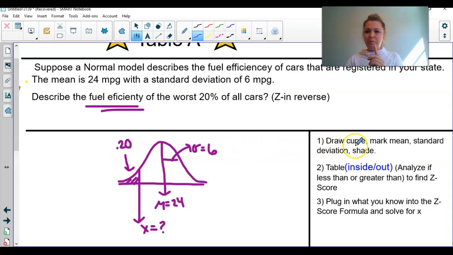So step 1, we draw the curve. We did that. We marked the mean, the standard deviation, and then we shaded the percentile approximately where we think it should go. Just make sure it's on the right side of the mean. So again, write down if you need to: this side of the mean will be anywhere from 50 to 100. This side will be anywhere from 50 to 0. Percentile always means less than. Next, for step 2, instead of going outside in, we need to go inside out to find what z-score will give us a percentile of 0.20. So let's do that now.